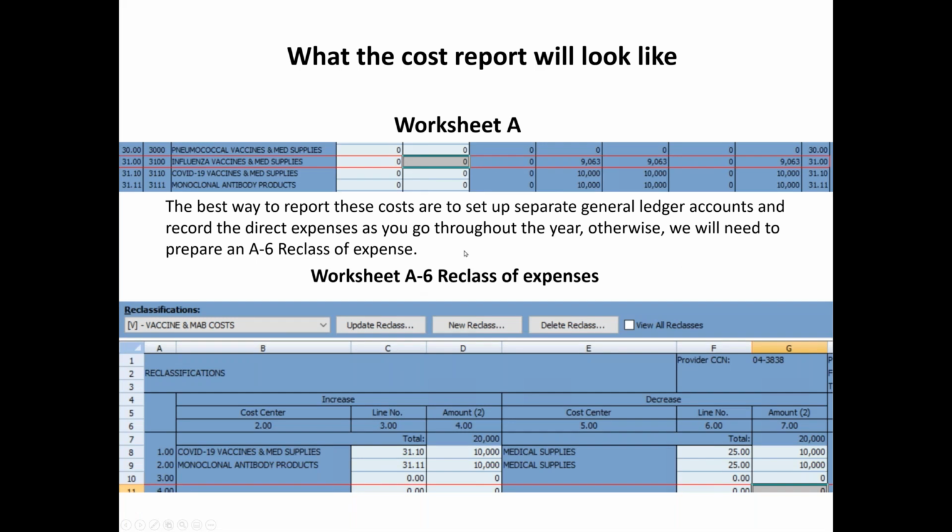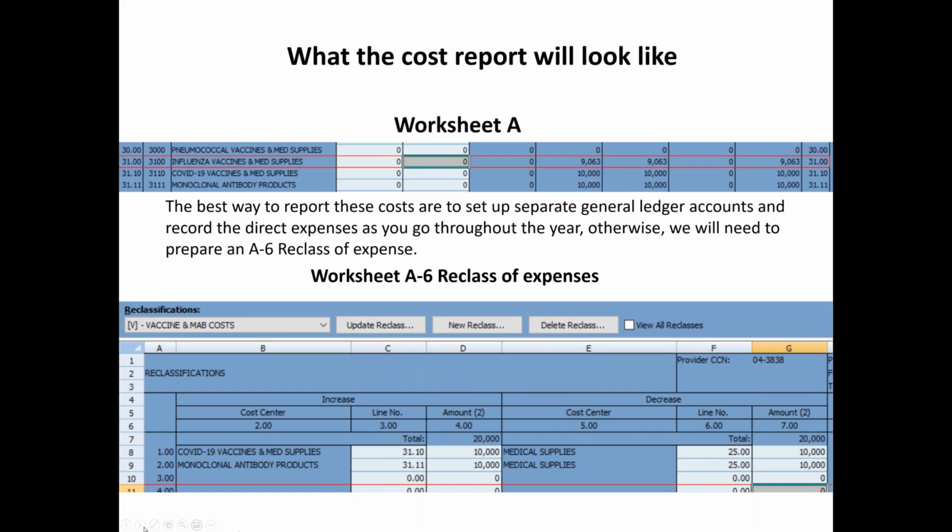And the next thing we did was on worksheet A, we actually reclassified some expenses because we kept up with your expenses and we put those in the specific location here for COVID-19 vaccines and medical supplies. 31.1 is the cost center, and 31.11 is for monoclonal antibody products. So we put an estimate on some of the additional expenses besides the direct expense of the actual injections or the antibodies. These would be expenses on top of that you would put in this particular area.